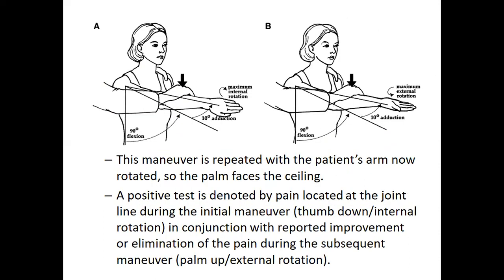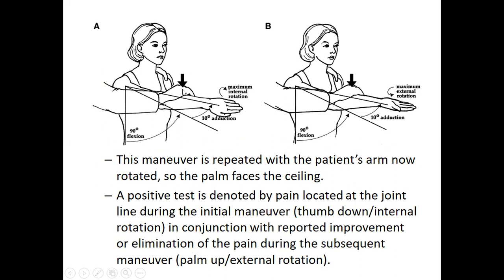In the second part, it will be exactly the same standing position, the same 90 degrees flexion, 10 degrees adduction, but instead of maximum internal rotation, this time it will be maximum external rotation. So this maneuver is repeated with the patient's arm now rotated, so the palm faces the ceiling. That will be an external rotation. That was internal rotation. That was the same maneuver.